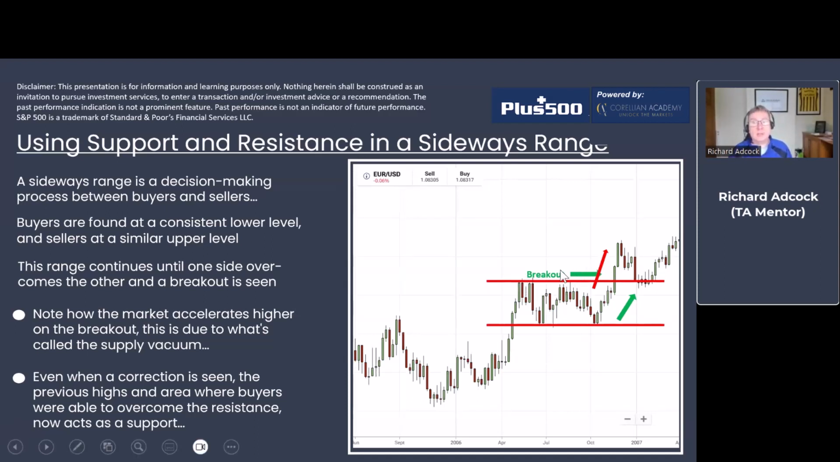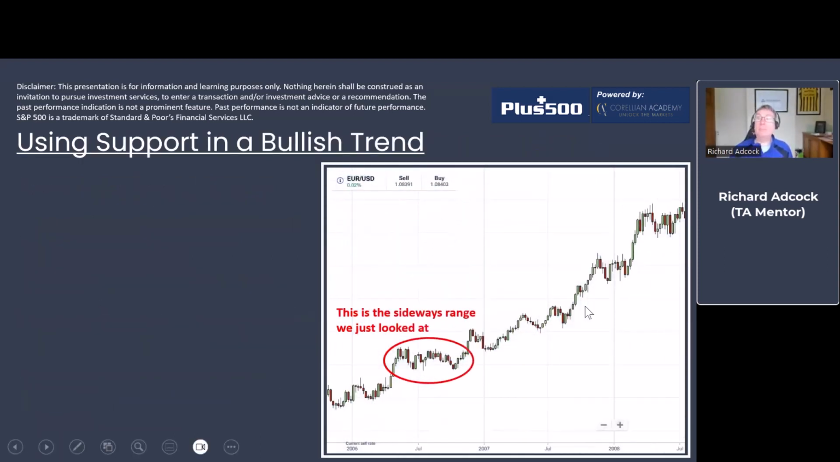So previous sellers at this level may well be covering their short positions because they've got an opportunity to act at a similar or the same level. And that acts as a support point from which the market can push higher, and it may well develop a bullish trend. Now, within the euro dollar, this is exactly what happened, because here you can see that sideways trading range that we were just looking at, and what actually happened within price activity once we started to see that successful upside break.